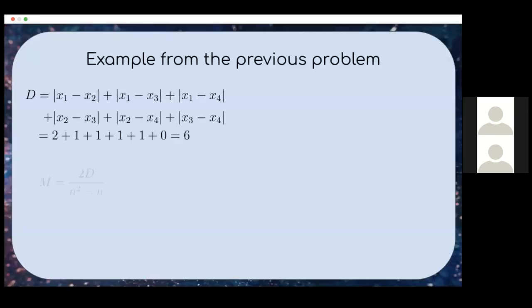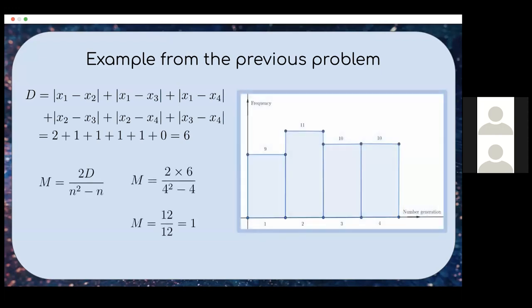So let's give an example from a previous problem to see what it looks like. So you can see this problem from before. We already calculated the d value equal to 6. Now we divide by the total possible combinations, which is 3 plus 2 plus 1. Then we have m equal to 2 times 6 over 4 squared minus 4. We plug in n equal to 4, d equal to 6. Finally, we get 1. It's a very good number because it's close to 0.